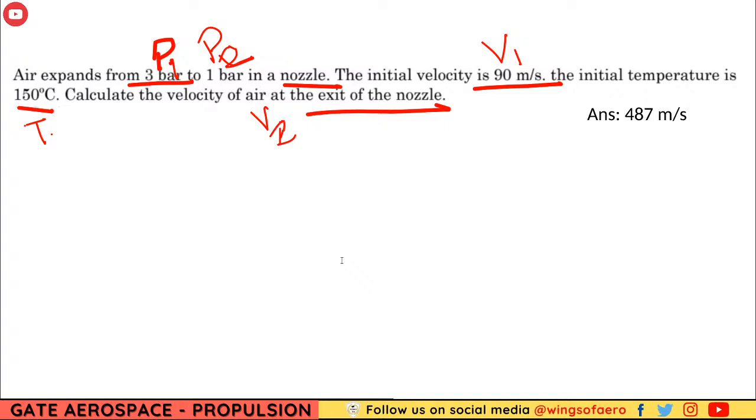What is H1? How will you find H1? H1 is U plus PV. What is H? H is enthalpy. Ma'am, can we use Bernoulli's principle there? Yes. Bernoulli's principle can we use there? Find out P2.